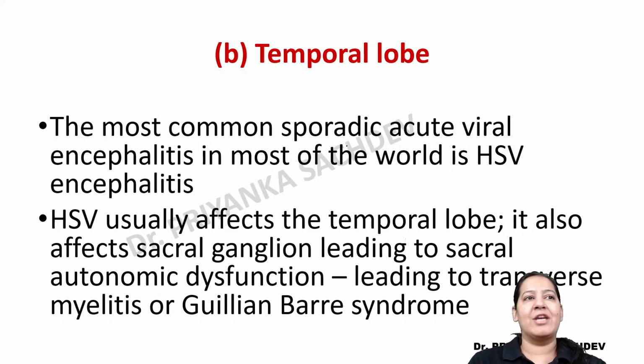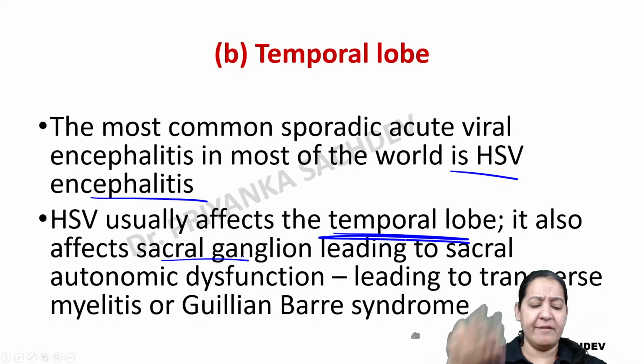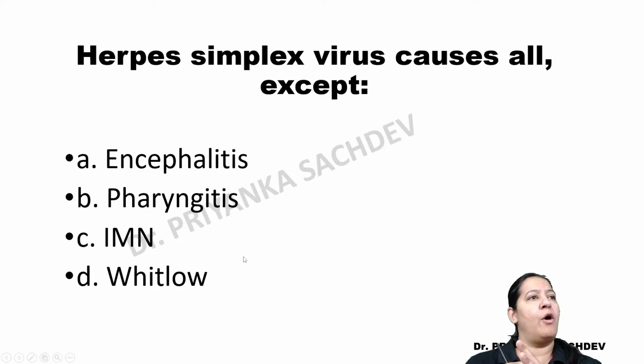The most common acute viral encephalitis in most of the world is HSV encephalitis, and here the temporal lobe is most commonly affected, right? The virus is hidden in the sacral ganglion for years, and during reactivation it will go to the brain and cause involvement of the temporal lobe.